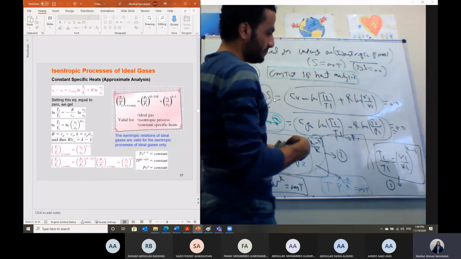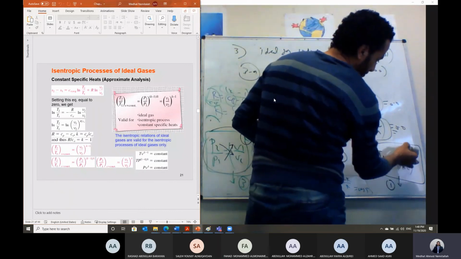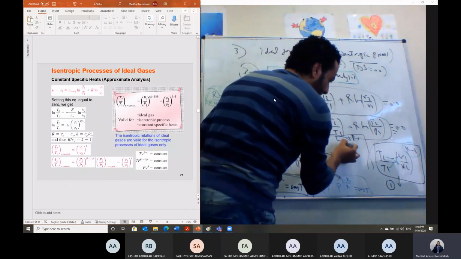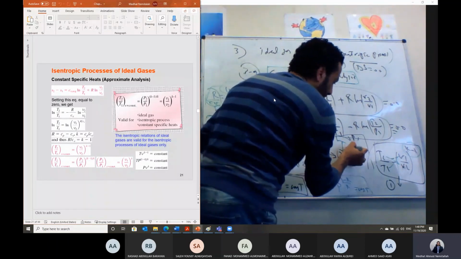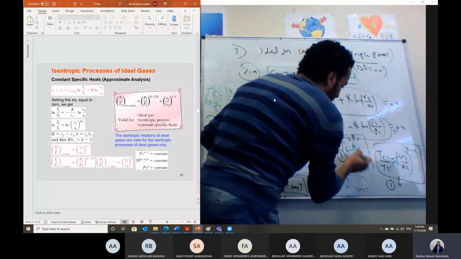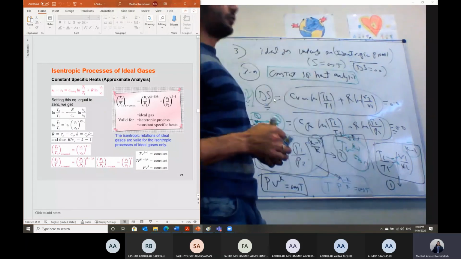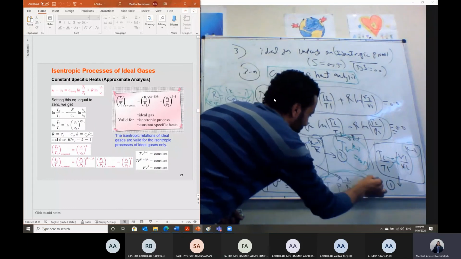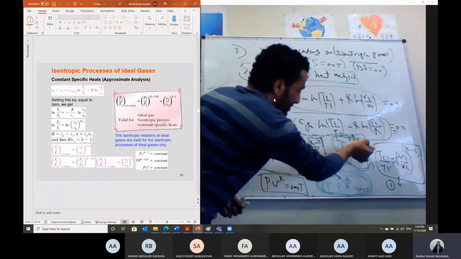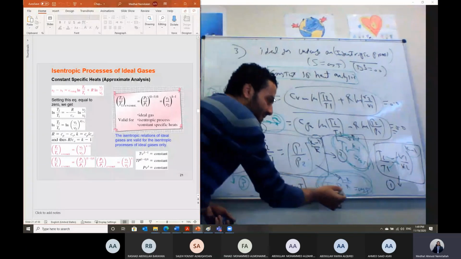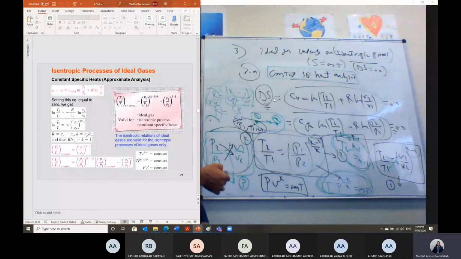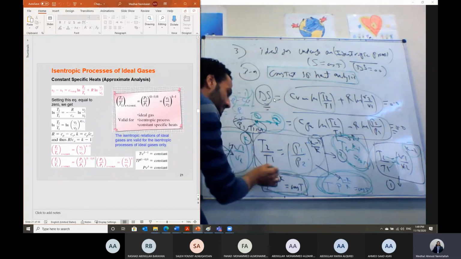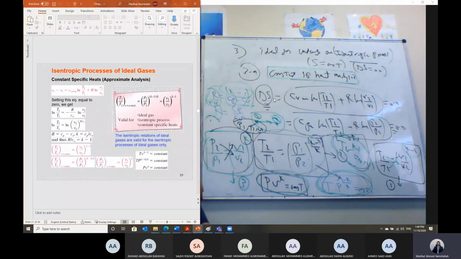Similarly, it will be T2 V2 to the power k minus 1 equal to T1 V1 to the power k minus 1. Or we can say T multiplied by V to the power k minus 1 is also constant for an isentropic process. So those are the generalized equations. T V to the power k minus 1 is constant. T multiplied by pressure to the power (1 minus k) over k is constant. And P V to the power k is constant for an isentropic process.